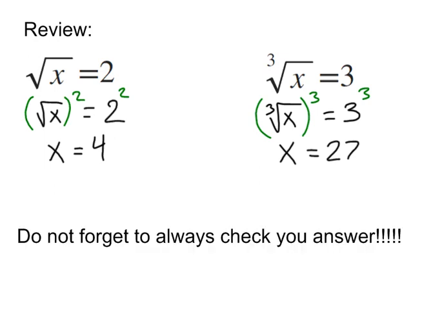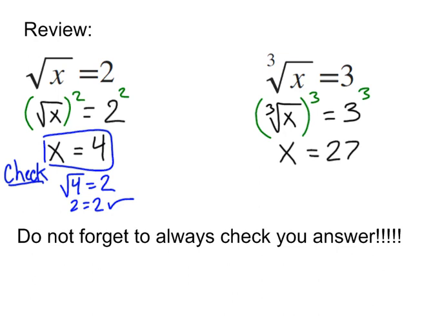Now you always need to make sure that you check your answers. It is possible sometimes in problems like these that an answer you get is actually not right. So let's check and see if both these still work out. Take the 4 and plug it back into the original equation. And we see that 2 does equal 2. So it checks off. So x does equal 4.